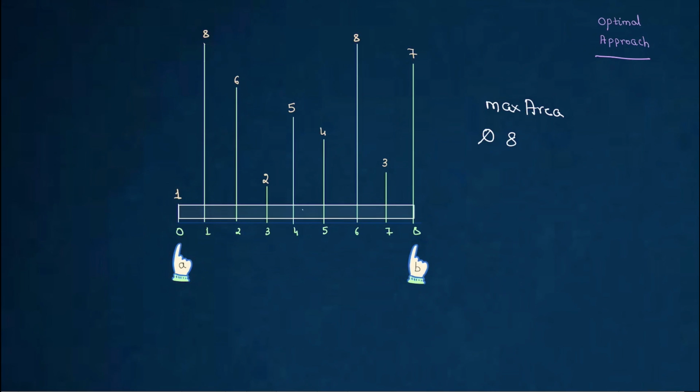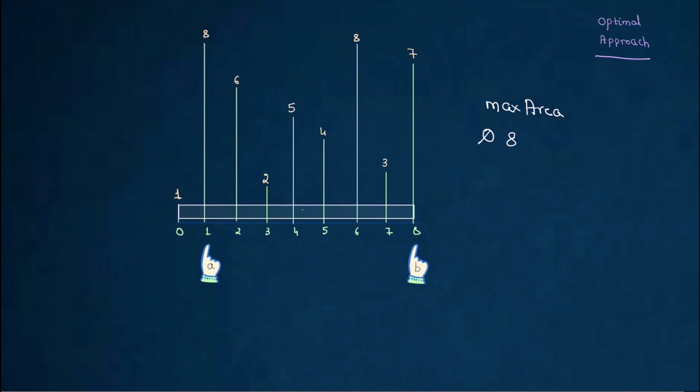Now which pointer should we move? Should we move A or B? The 0th index has got the smallest height between this and this pointer. So it would be better if we move our A pointer further to gain the maximum possible area. Since we already have B pointing to the maximum height when compared to A and B, we just leave our B right here and update A. So we'll move this to the right.